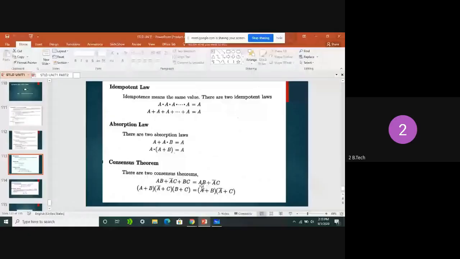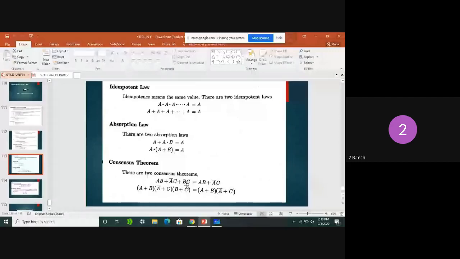Here A and B terms are going to be given to the AND gate, and A bar and C are going to be given to the AND gate. Again BC variables are given to the AND gate, so that we can produce a BC term. Again the outputs from these three AND gates are going to be given to the OR gate. So first the AND operation is performed, later the OR operation is performed.